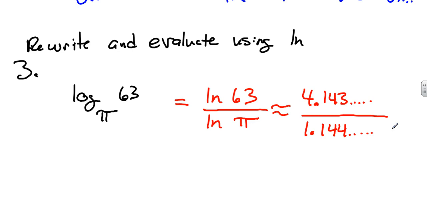So then we're going to take the ln of 63. Take those two numbers and divide those two answers and see what you get there. Let's see, I was going to say 3.6 something. Okay, I got 3.6193 on that one.